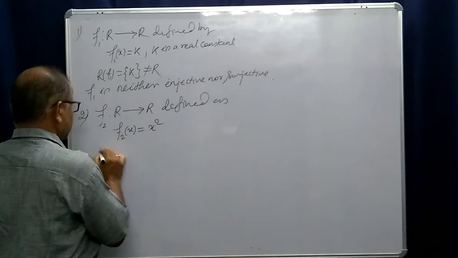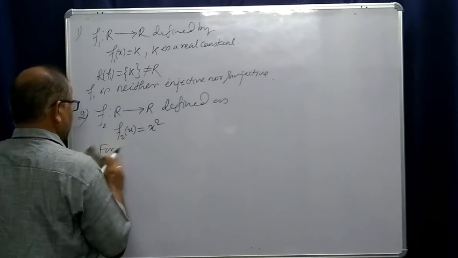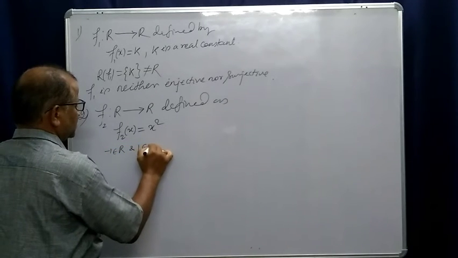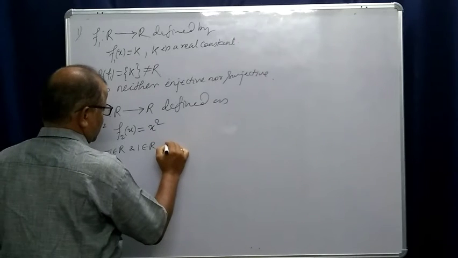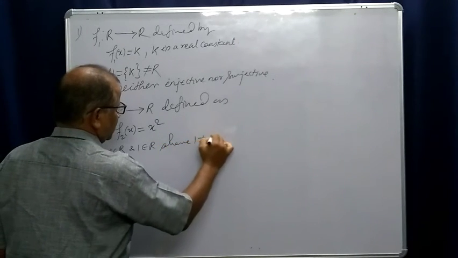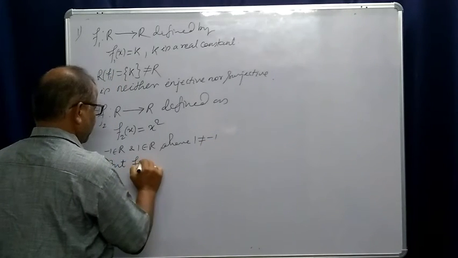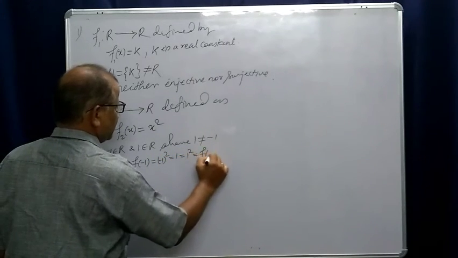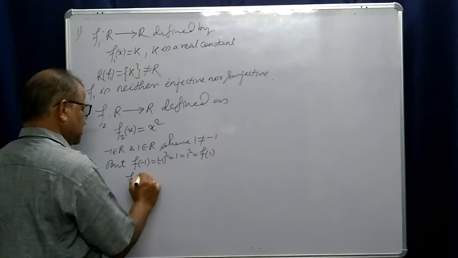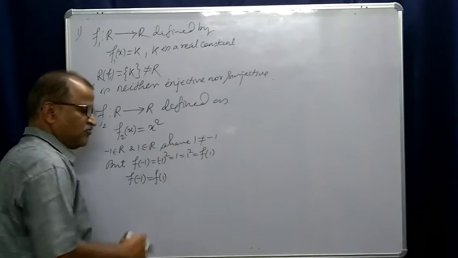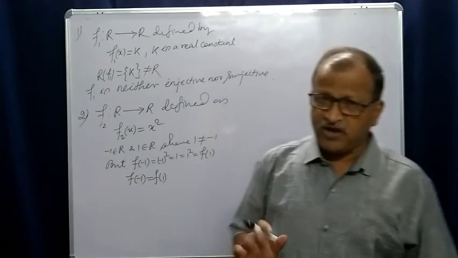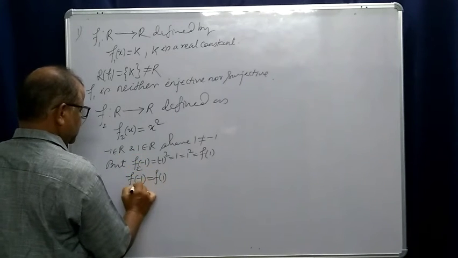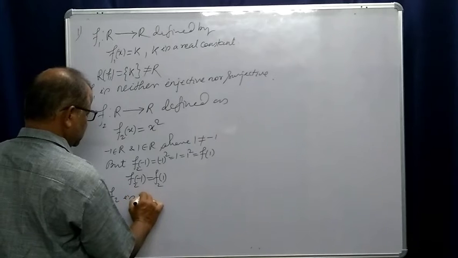How? You see, clearly we take two elements, say -1 belongs to R and 1 also belongs to R, where 1 is not equal to -1, but f of -1, what is this? -1 square, that is 1, that is equal to 1 square, that is equal to f of 1, right? f of -1 is equal to f of 1, but they are different elements. 1 and -1 are two different elements. So f2 is not injective, right?